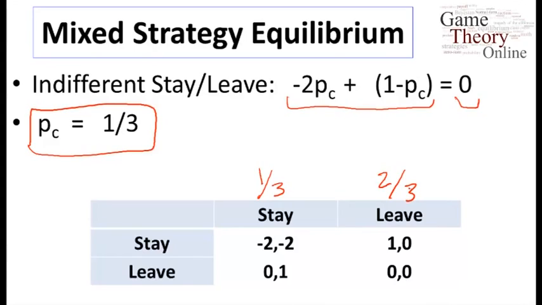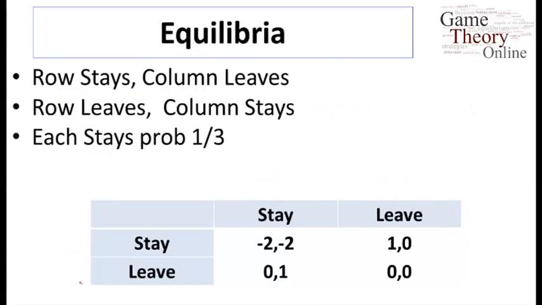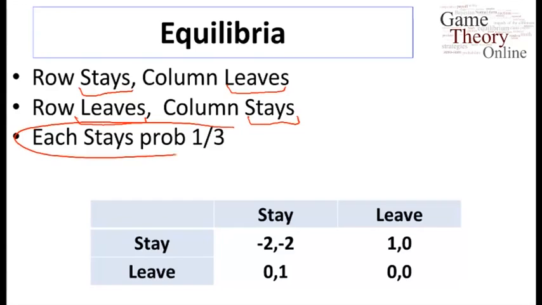You do the same calculation for the row player staying and leaving, and the column player being indifferent. Given the symmetry in this, it's pretty easy to see you're going to get exactly the same solution. So you're going to have 1/3 probability stay for the row player, 2/3 that they leave. So what do we end up with? We end up with 3 different equilibria. One where one of the players stays and the other one leaves. There's 2 such equilibria, and then the mixed strategy equilibrium. So here we have 1 mixed strategy equilibrium and 2 pure strategy equilibria.